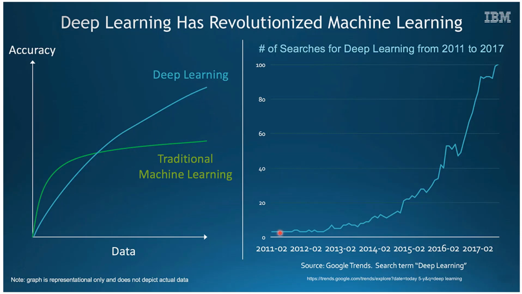And here you can see the number of searches for deep learning from 2011 to 2017. As you can see, it is growing. I mean, almost saturated.